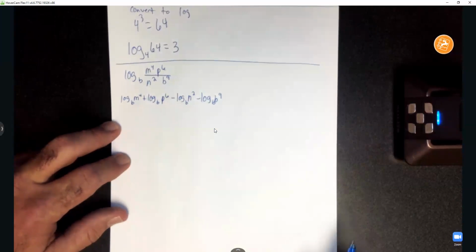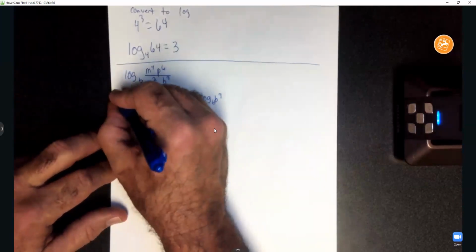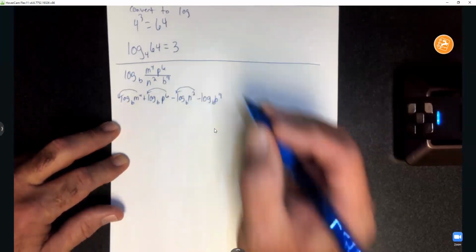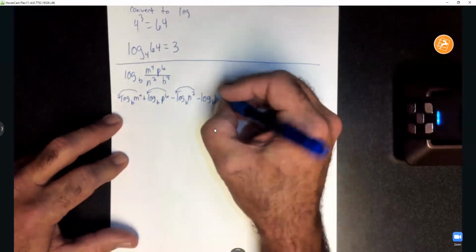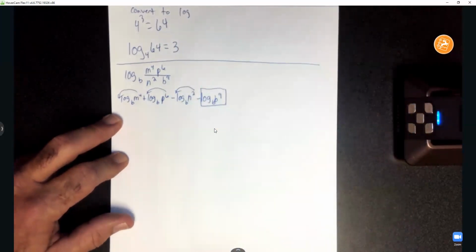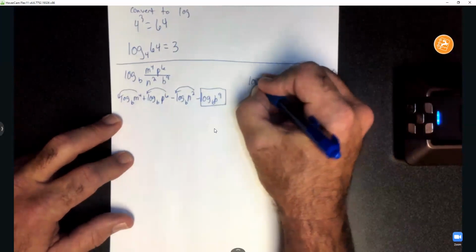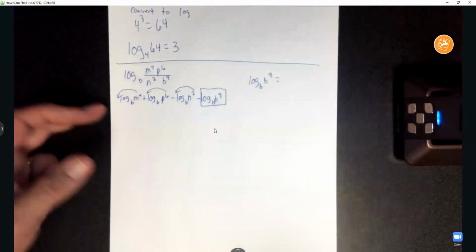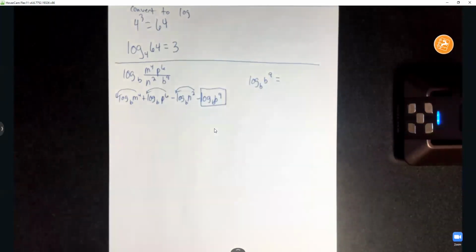All right, remember at this point, the only thing I got to do is bring exponents down. And you're actually only going to bring the exponents down on 3 of these. So do you remember what this log base b of b to the 9th will equal in the long run?